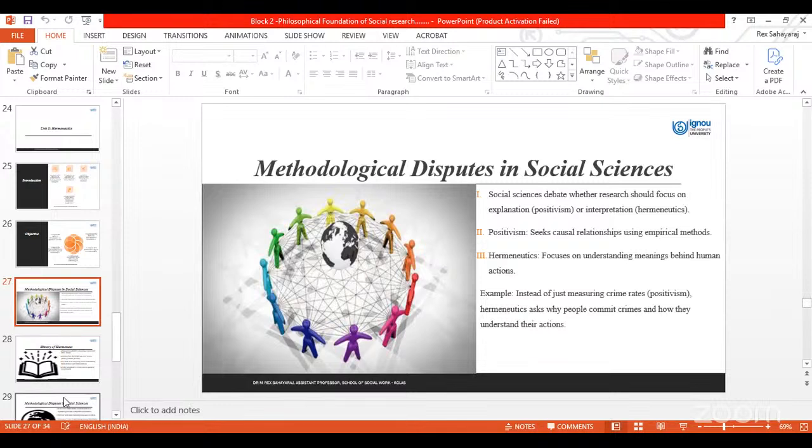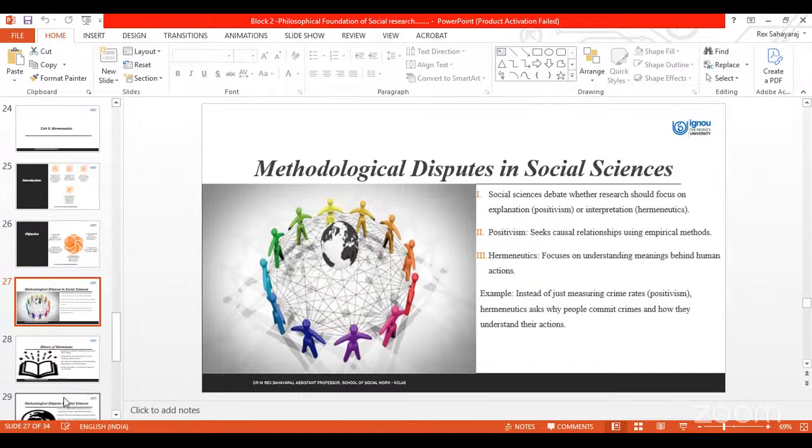Positivism seeks causal relationships using empirical methods, as I have said. What is the relationship between people taking more alcohol content and poverty? What is the relationship between government programs and women empowerment? We seek the causal relationship, right?